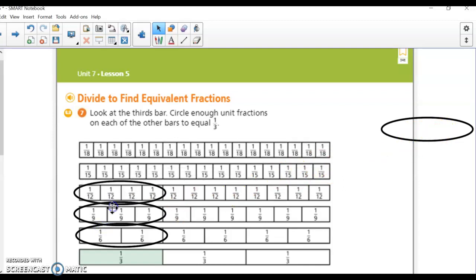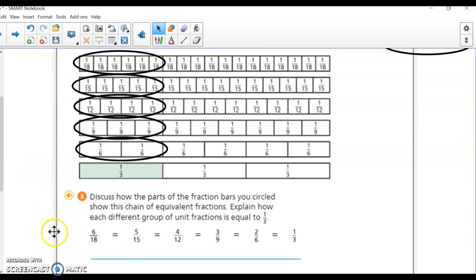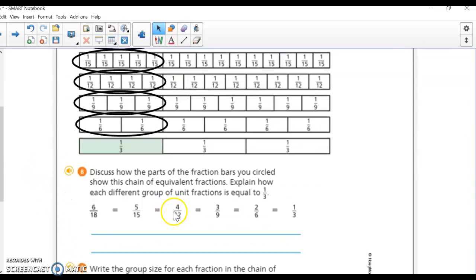3 ninths. Hopefully you're seeing a pattern here. We have 4/12. We have 5/15, and then we also have 6/18. Okay, and so all of those are equal, and so that's what this chain shows. Now, really what it's asking us here, it says discuss how many parts of the fraction bars you circled show this chain of equivalent fractions.